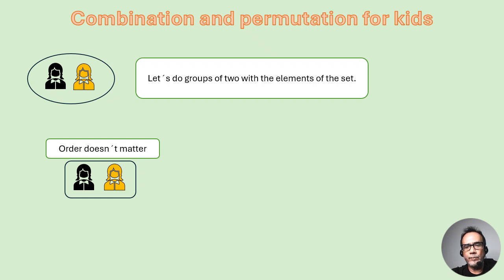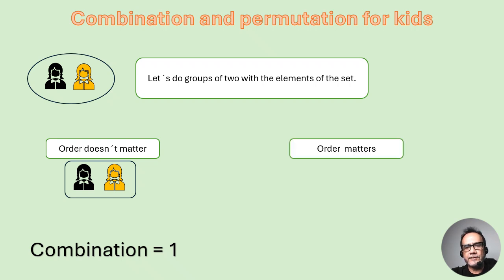The only group that we can form with the elements of the set is the one that is on the screen now. The number of groups formed when the order doesn't matter has to do with the combination. And the combination in this case is equal to 1.